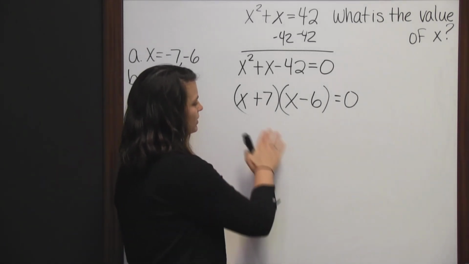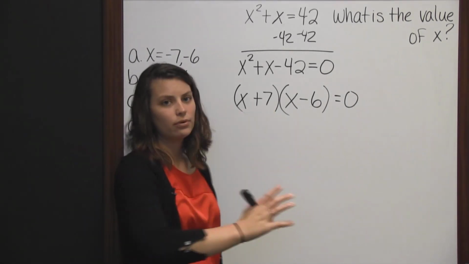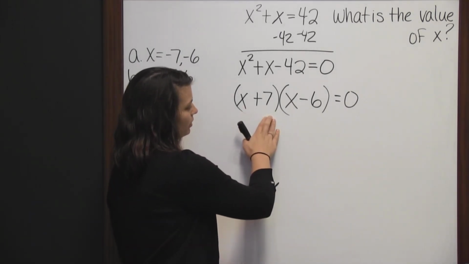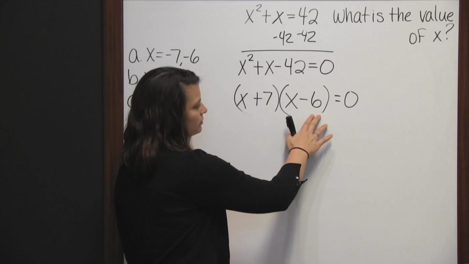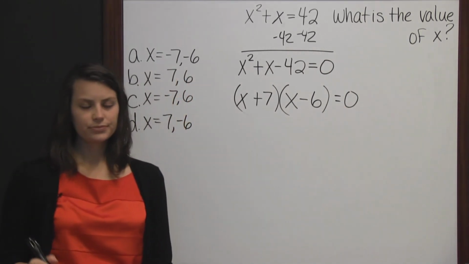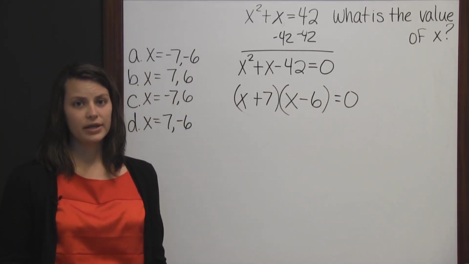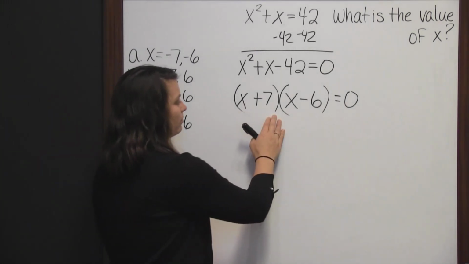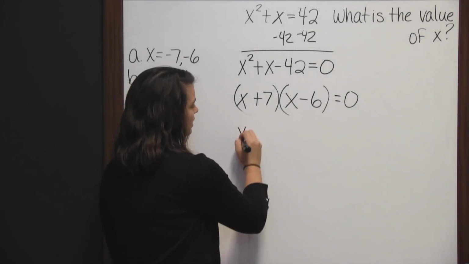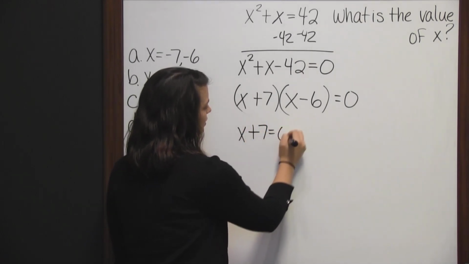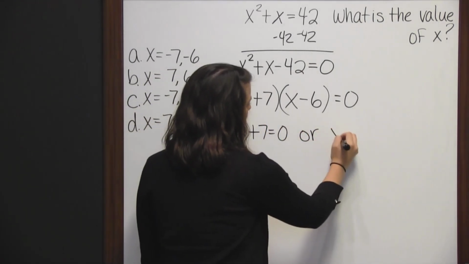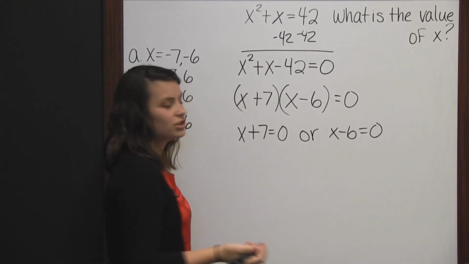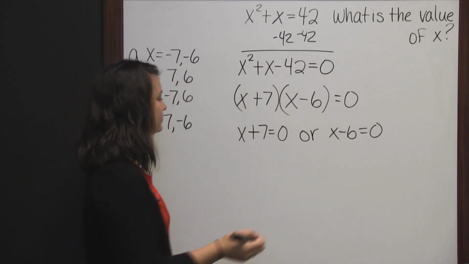What I have now is that some number, and I don't know what it is because I don't know what x is yet, but some number times another number is 0. And the only way to multiply two numbers together and get 0 is if one of your numbers is 0. Which means either x plus 7 has to be 0 or x minus 6 has to be 0. And then we just solve for x in each equation.